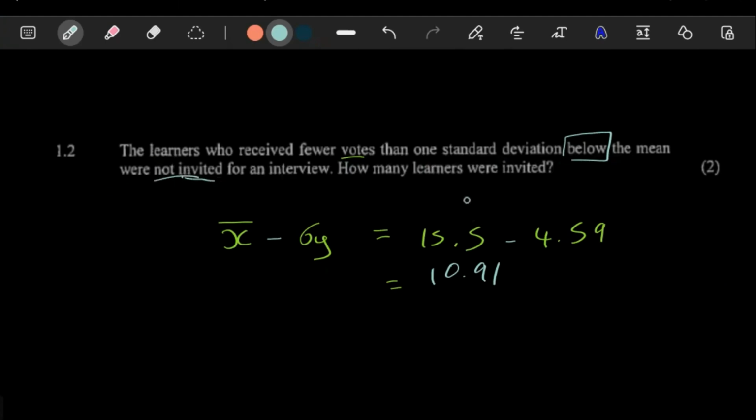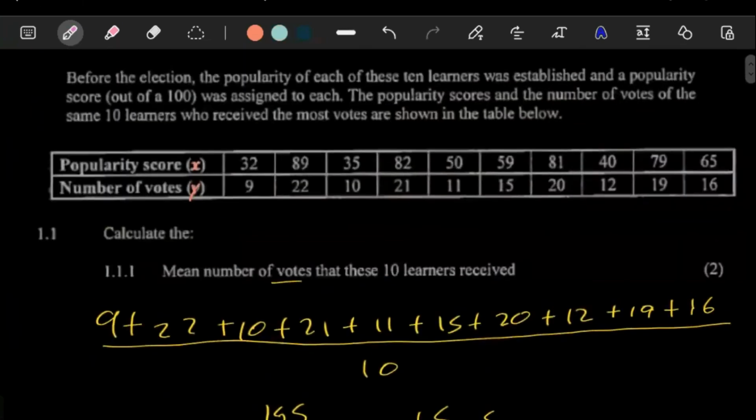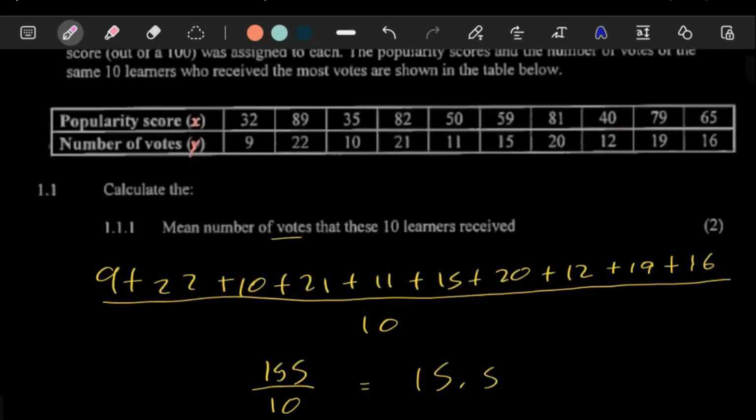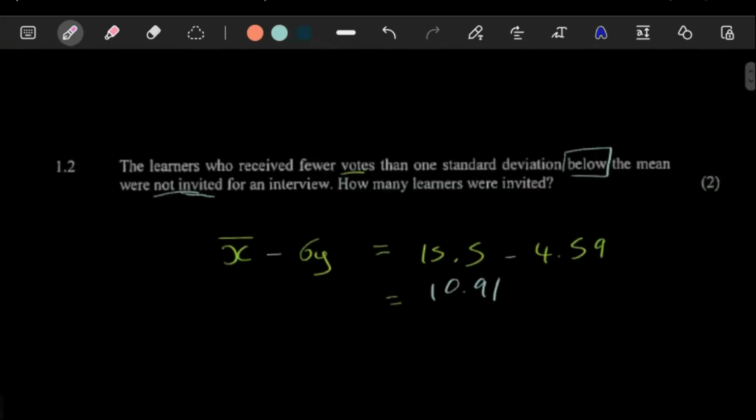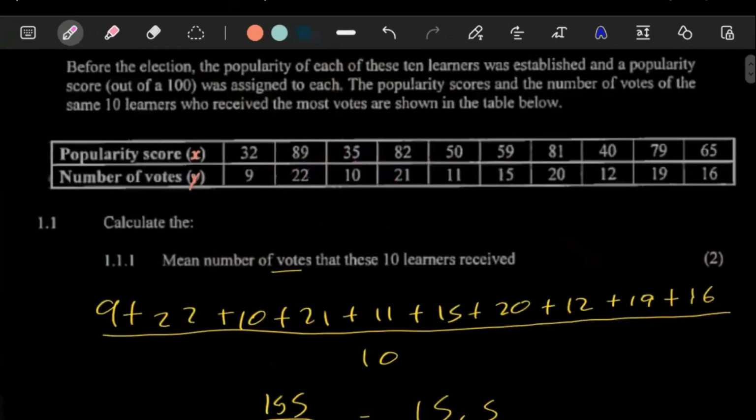And then here it says how many learners were invited. So the learners that were invited, we have to pick out learners that got above this value, obviously. So in that situation, let's see, how many learners got above 10.91. So there's basically 1, 2, 3, 4, 5, 6, 7, 8.